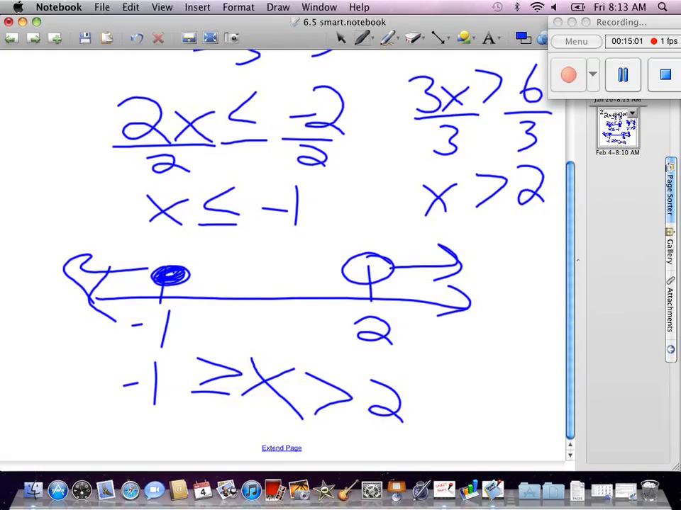For this first part, -1 is greater than or equal to x. X isn't listed first, so you have to know that you would look at it the other direction. Remember, because you don't know which way the arrows go unless, with your inequality sign, the variable is listed first. If the variable's in the middle, that doesn't work.